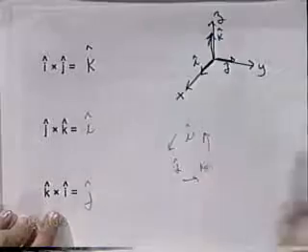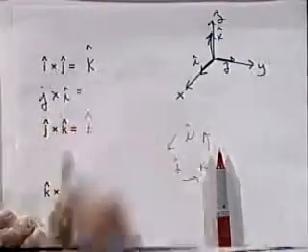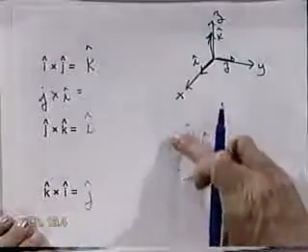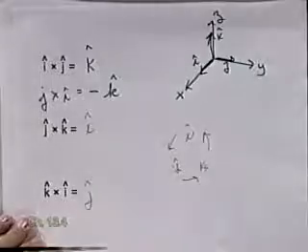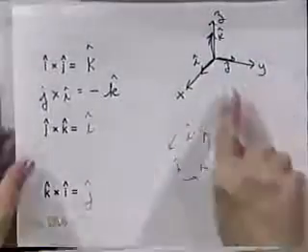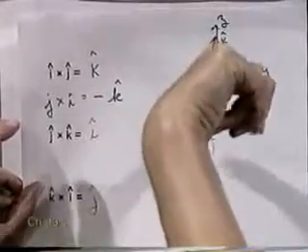But now what if you went the other way? What if you go J cross I? If you go backwards, J cross I, it's going to be minus K. Because notice here, if I try to do J cross I, I've got to put my hand on the bottom. J cross I, and my thumb's going to be going down.